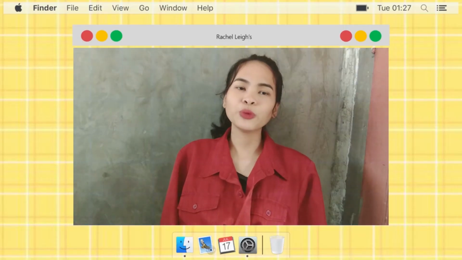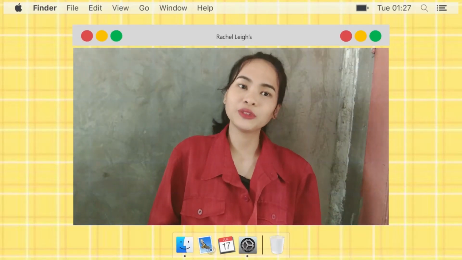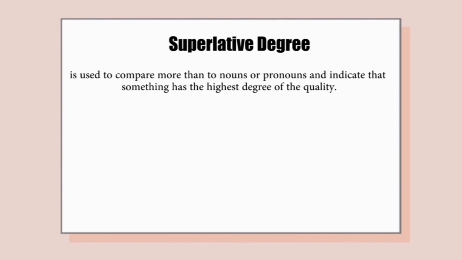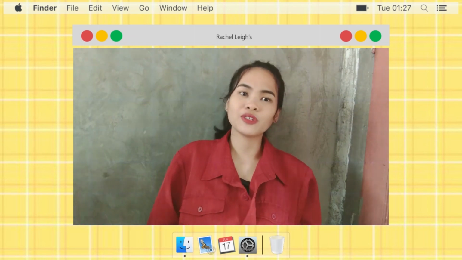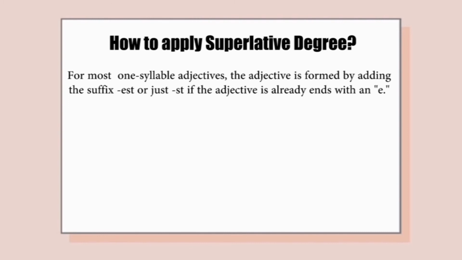We are now done with positive degree and comparative degree. We will now go on to the last degree, which is superlative degree. Superlative degree is used when 2 or more nouns and pronouns are being compared and showing the highest degree of quality. Like comparative degree, superlative degree also has its own rules. When using superlative degree for every one syllable word, you will add est as the suffix and st if the word is ending in e.